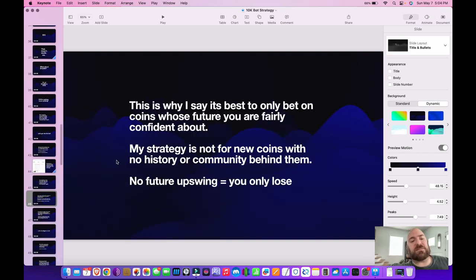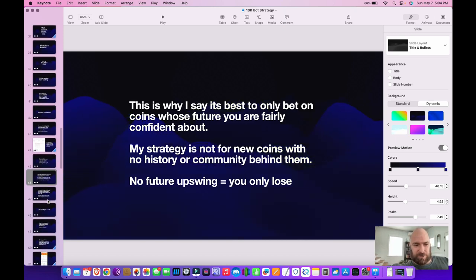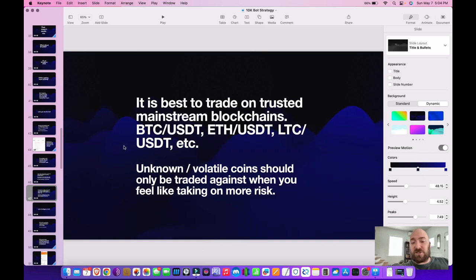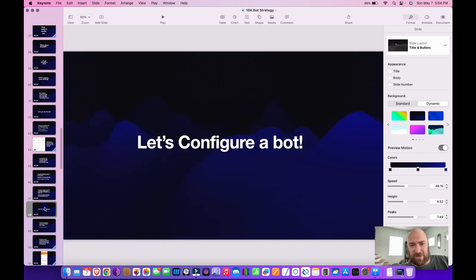This is why I say it's best to only bet on coins that you know are going to have a future that you're fairly confident about. Don't use this strategy on a new shitcoin that just came out earlier in the week and might very well spike, tank, and then never rise again. You're only going to lose. No point in doing that. It's best to trade on trusted mainstream blockchains like Bitcoin, Ethereum, Litecoin, things like that. Unknown and volatile coins should be avoided unless you're just comfortable and want to take on the risk.